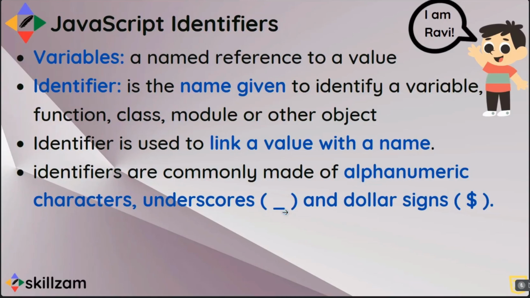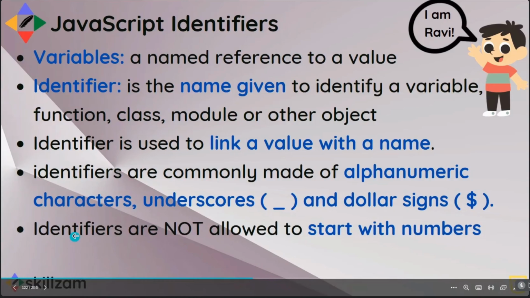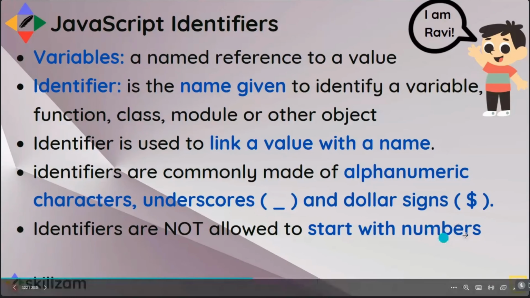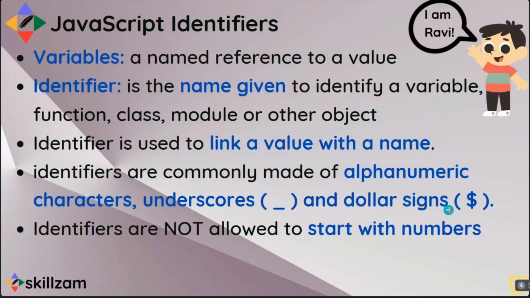That is also acceptable, or a dollar sign can also be used. All right, we'll take that one example. Identifiers are not allowed to start with numbers. You cannot start an identifier with a number. It should always start with either an alphabet, underscore, or dollar.